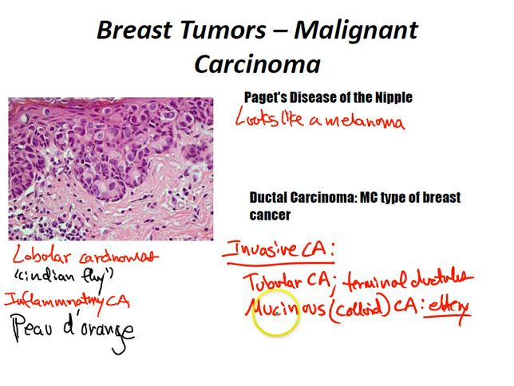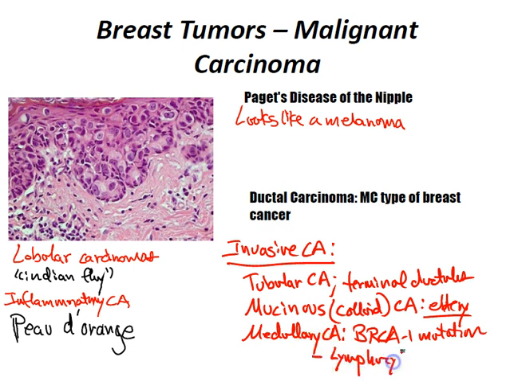And then you can have a medullary carcinoma. Now, the medullary carcinoma is associated with the BRCA1 mutation. Histologically, you're going to see a lymphocytic infiltrate around large pleomorphic cells with scant stroma. Now, the gross appearance is going to be a little different. It's going to be bulky, soft, and it's going to have a fleshy consistency.